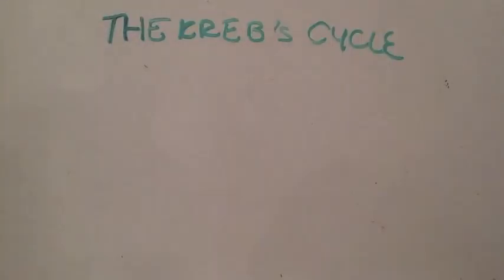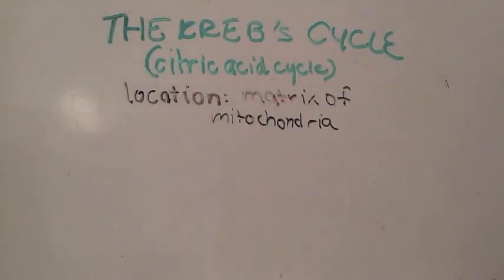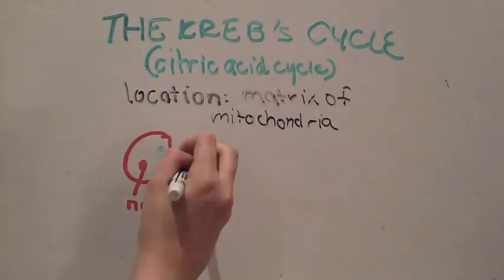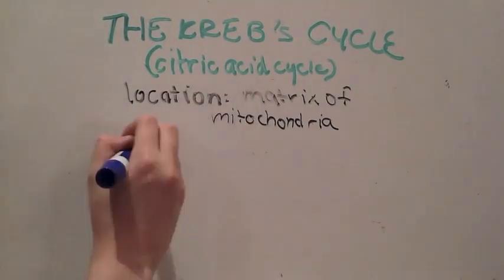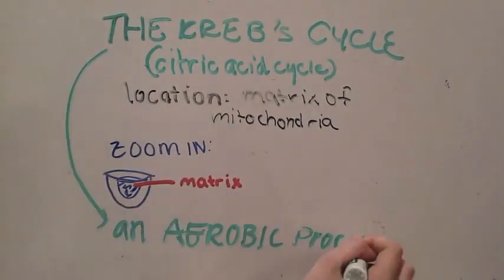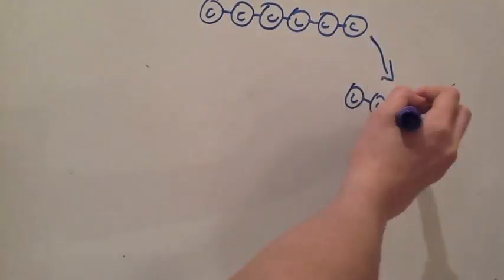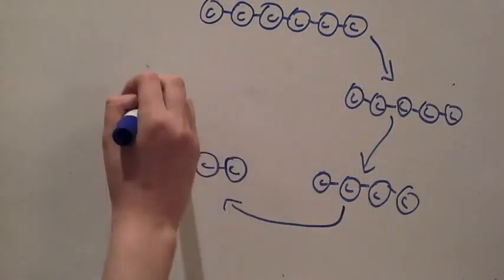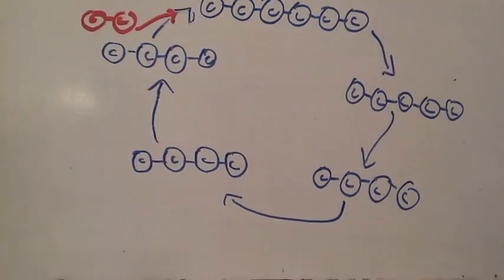Now we are finally going to enter the Krebs cycle, otherwise known as the citric acid cycle. It occurs in the matrix of the mitochondria. It is an aerobic process, meaning that it does require oxygen. Carbon molecules are sequentially broken off. In this breaking of the bonds, energy is being released and harvested.